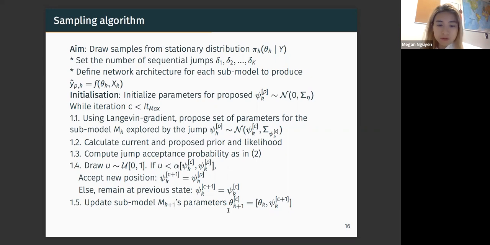Obviously if the jump is rejected, then we still have to explore in that same submodel. But if the jump is accepted, then we're changing our range of exploration to explore the potential parameters for submodel k plus one instead of k. So the last step is appending the accepted jumps to the current thetas in order to jump to the next dimension.